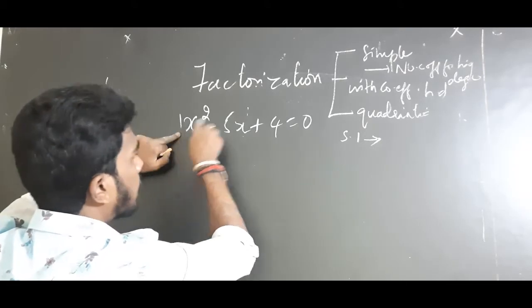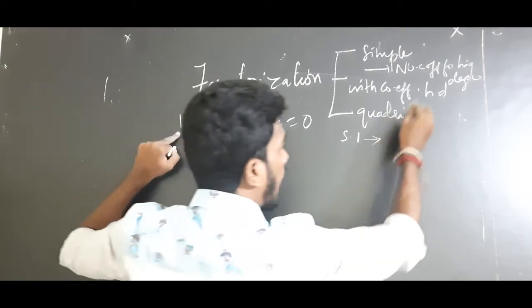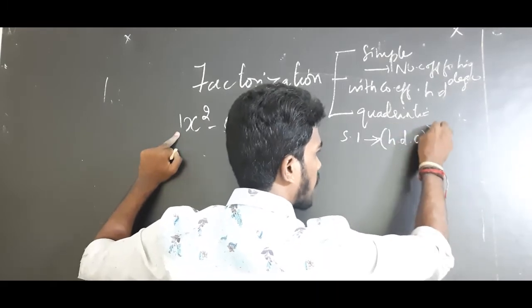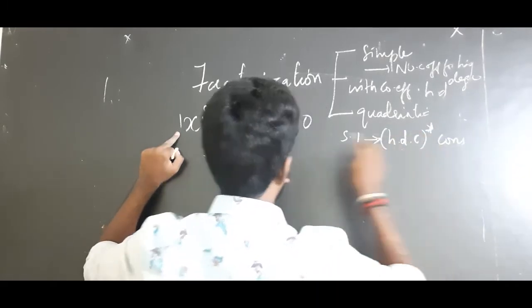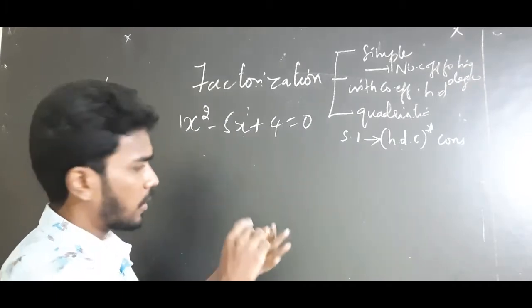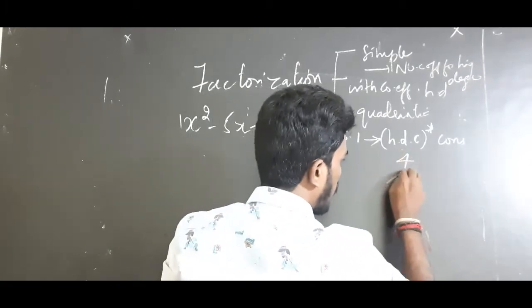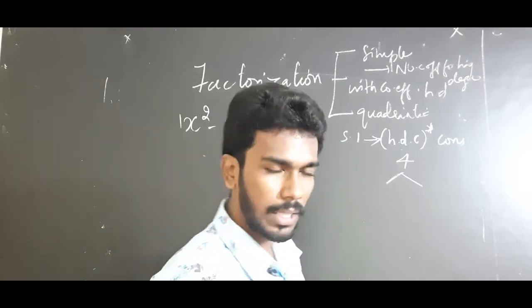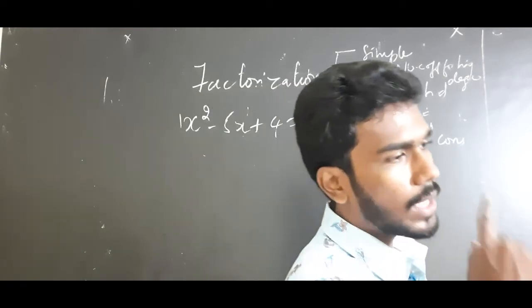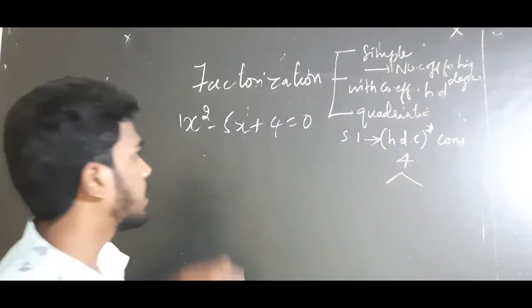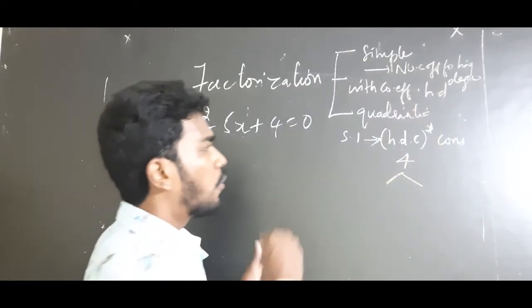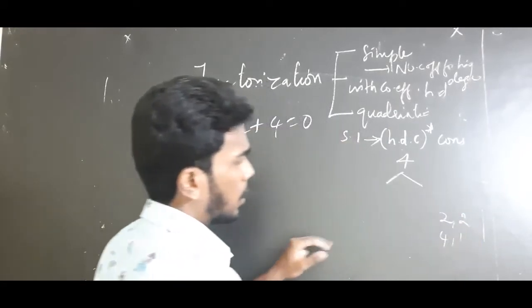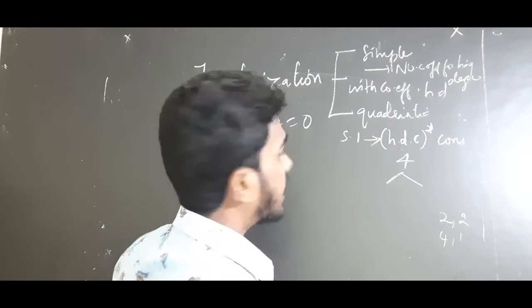It means only 1 is there. So this 1 should be multiplied with the constant. So the highest degree's coefficient should be multiplied with the constant. Constant is 4. 1 into 4 is 4. Now this 4 must be split in a way that the subsequent results either should be added or subtracted in order to make the middle term result. For example, I have taken 4. 4 goes in, what are the tables? 2 into 2, 4 ones are 4. So how can I make minus 5 in the result?